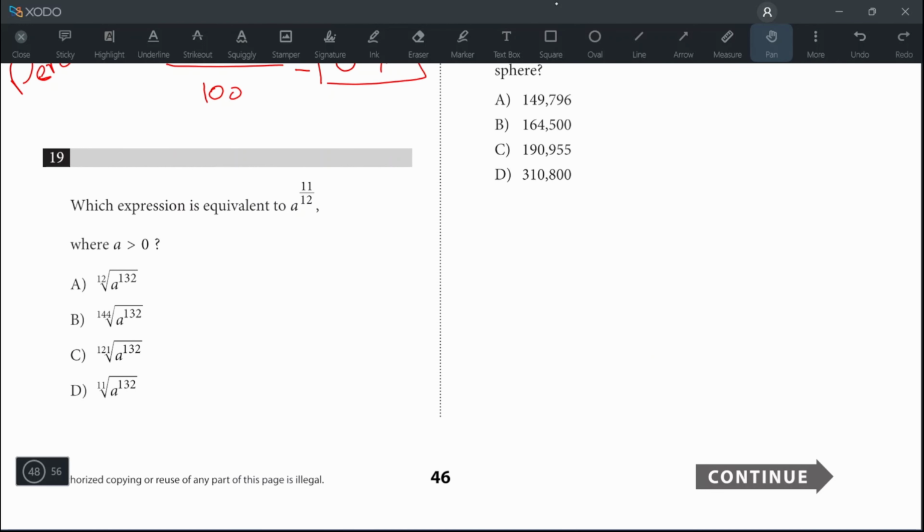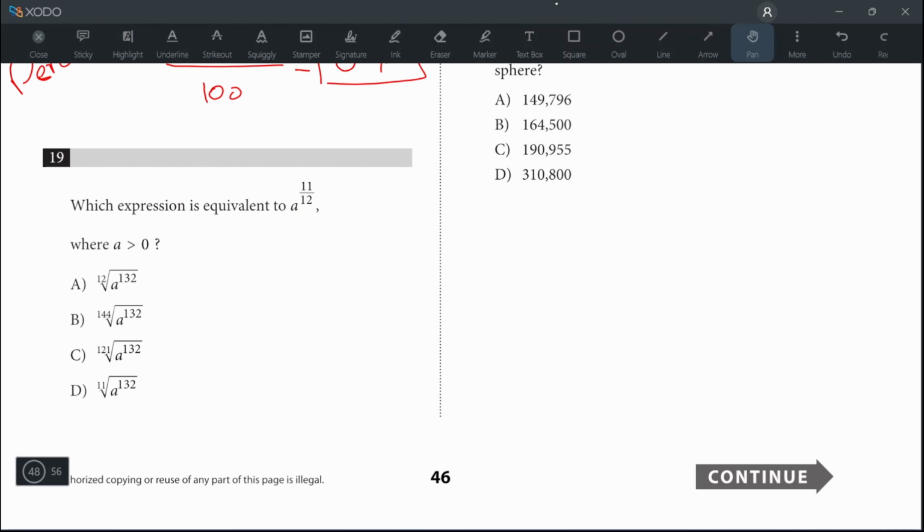Question number 19. Which expression is equivalent to a to the power of 11 over 12? So the first step here is to have a look at the choices first. You can see that the choices are written in radical form. So let's transform this one from exponential form to radical form. To change this expression from exponential to radical, we will move the denominator out above the radical, so we'll have a radical of 12, and we'll put a to the power of 11 inside the radical.